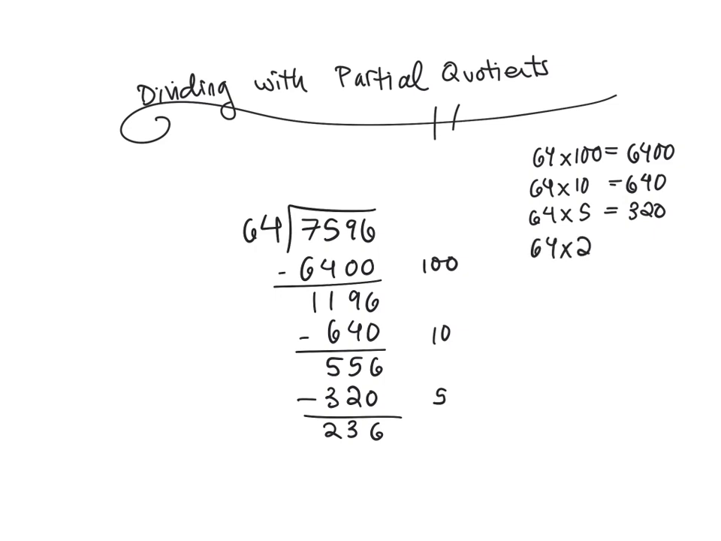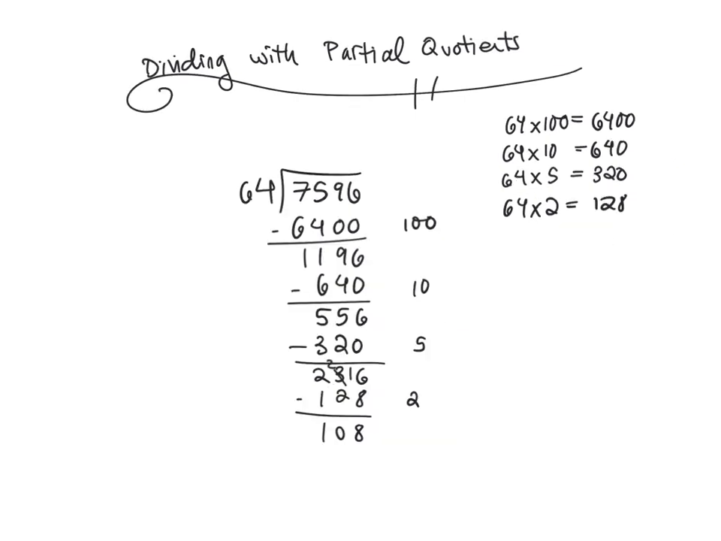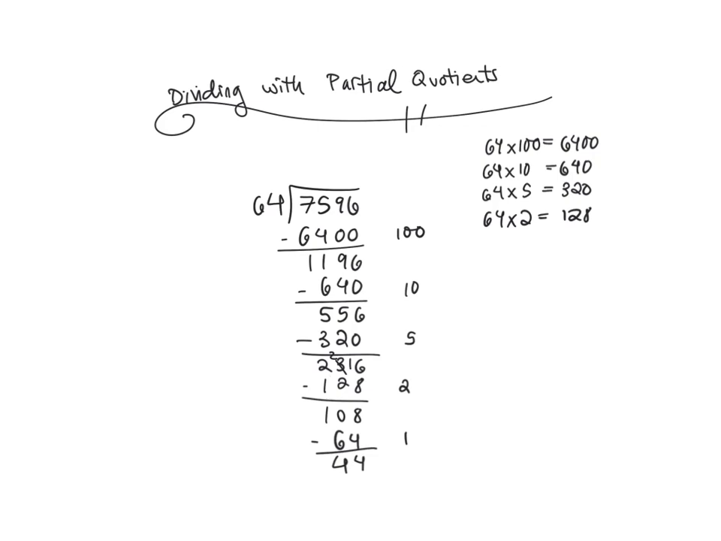Let's see, 64 times 2 is 128. Yeah, so it'll go in at least 2 more times. Okay, I have 108 left, and 64 will go in there 1 time. 64 will not fit into 44, so I'm done.